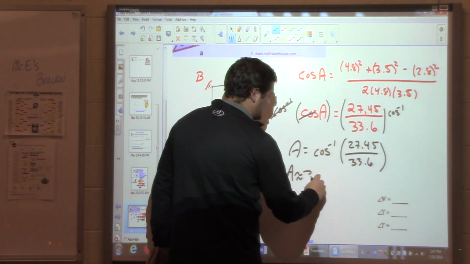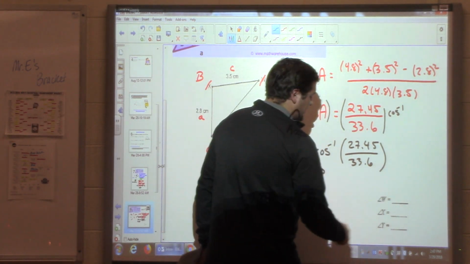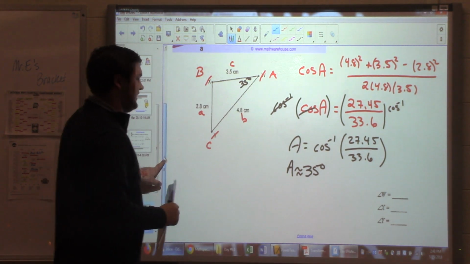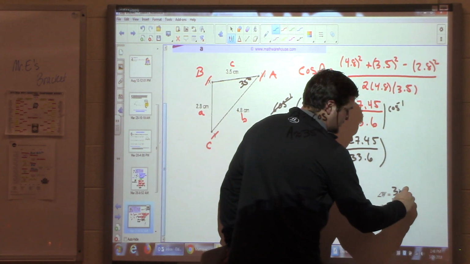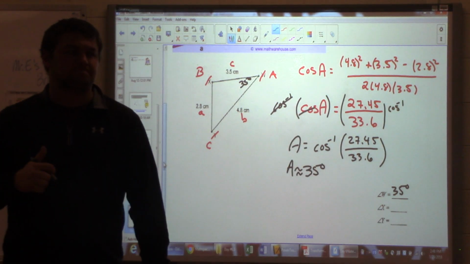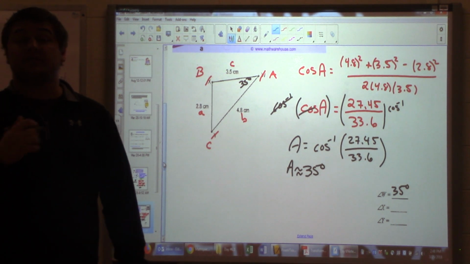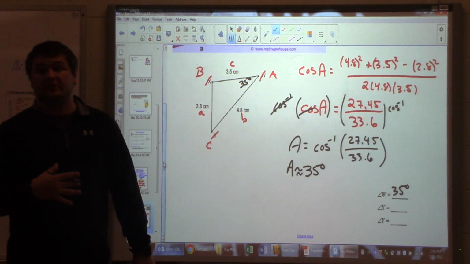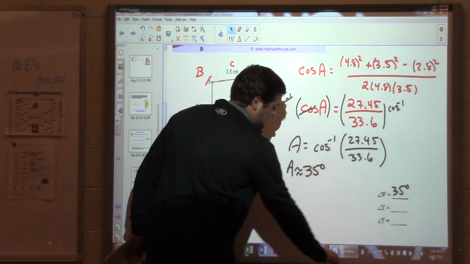35 degrees, very good. So, that is actually angle W. So, I go write my answer, I'm going to write it for angle W, 35 degrees. Awesome, very good. Now, you can use law of cosines again if you want. Or we can go back to law of sines, find another angle. Let's go back to law of sines.